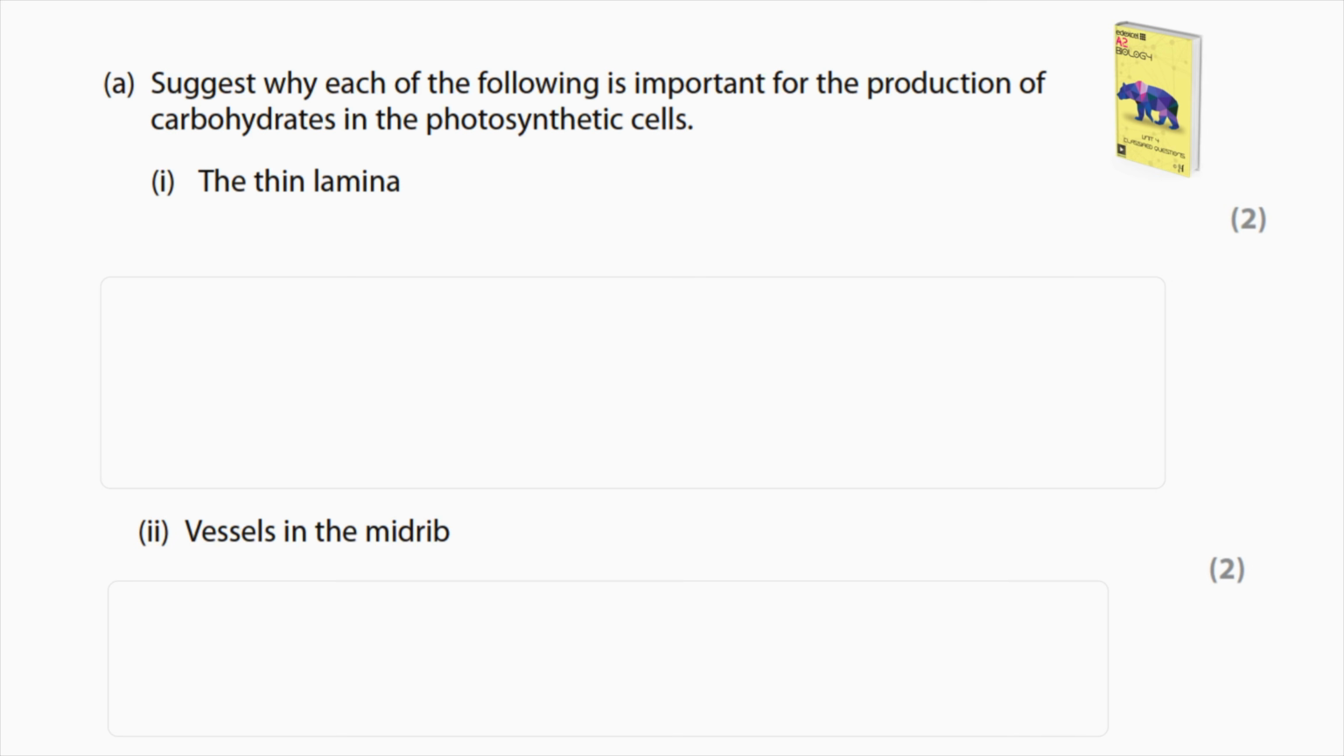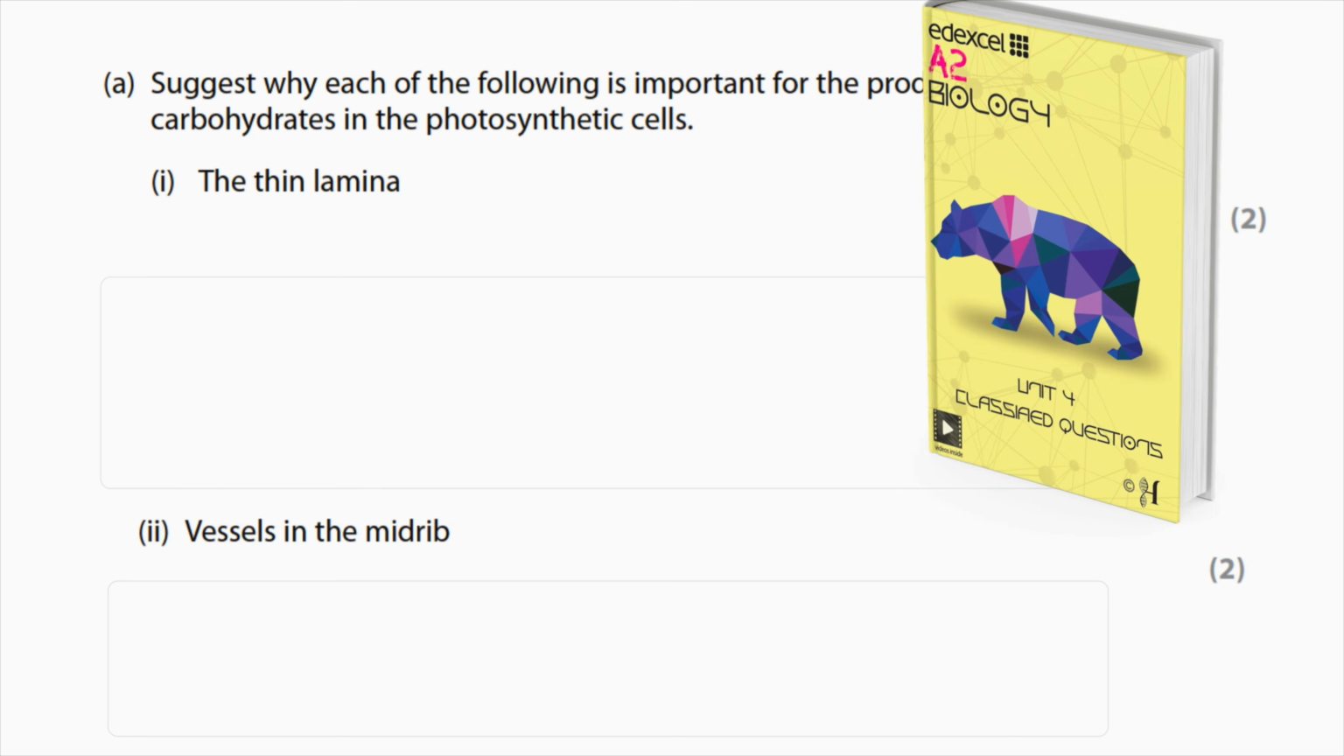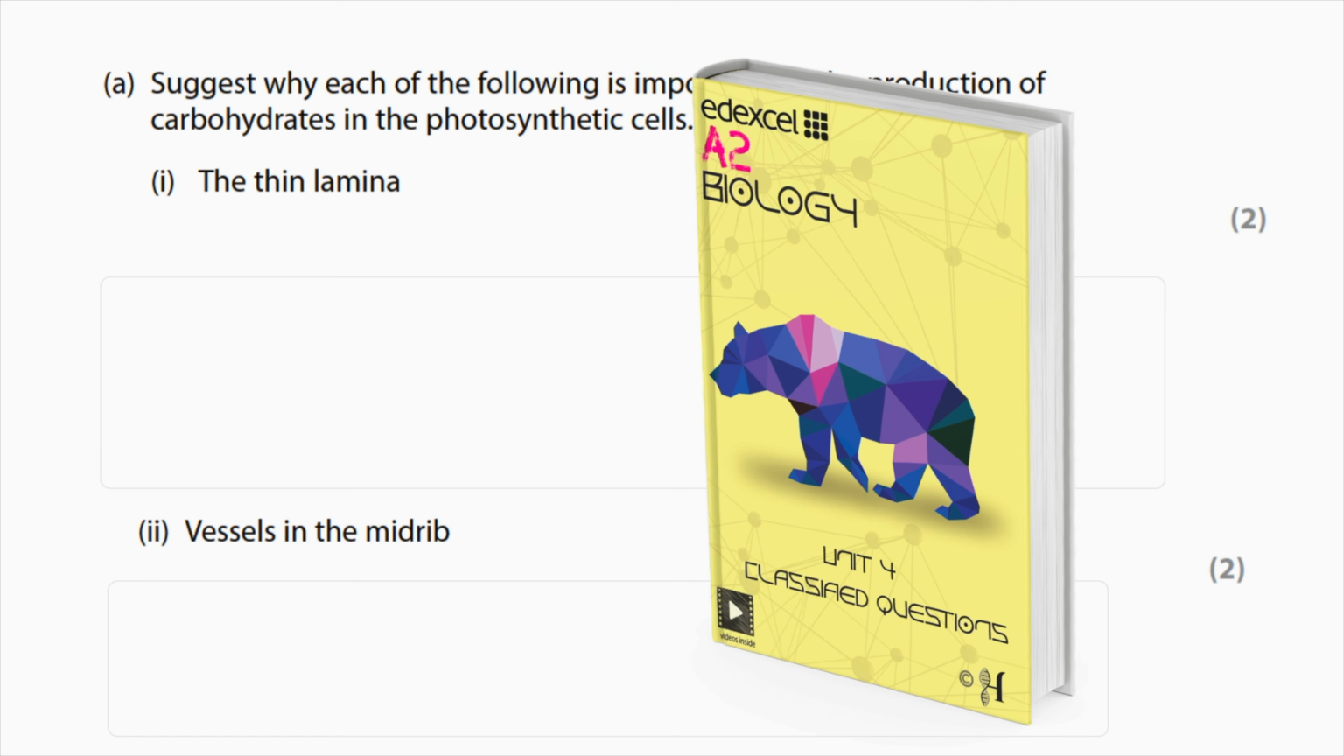It's always important to practice exam questions while you're learning, after you're learning, and before the exam. Practicing past exam questions is vital to score a good grade on the exam. Now, I'm taking this question from my past paper book. So we have the classified questions. I've divided this book into several chapters, and each chapter has questions only related to the lesson that you're learning.